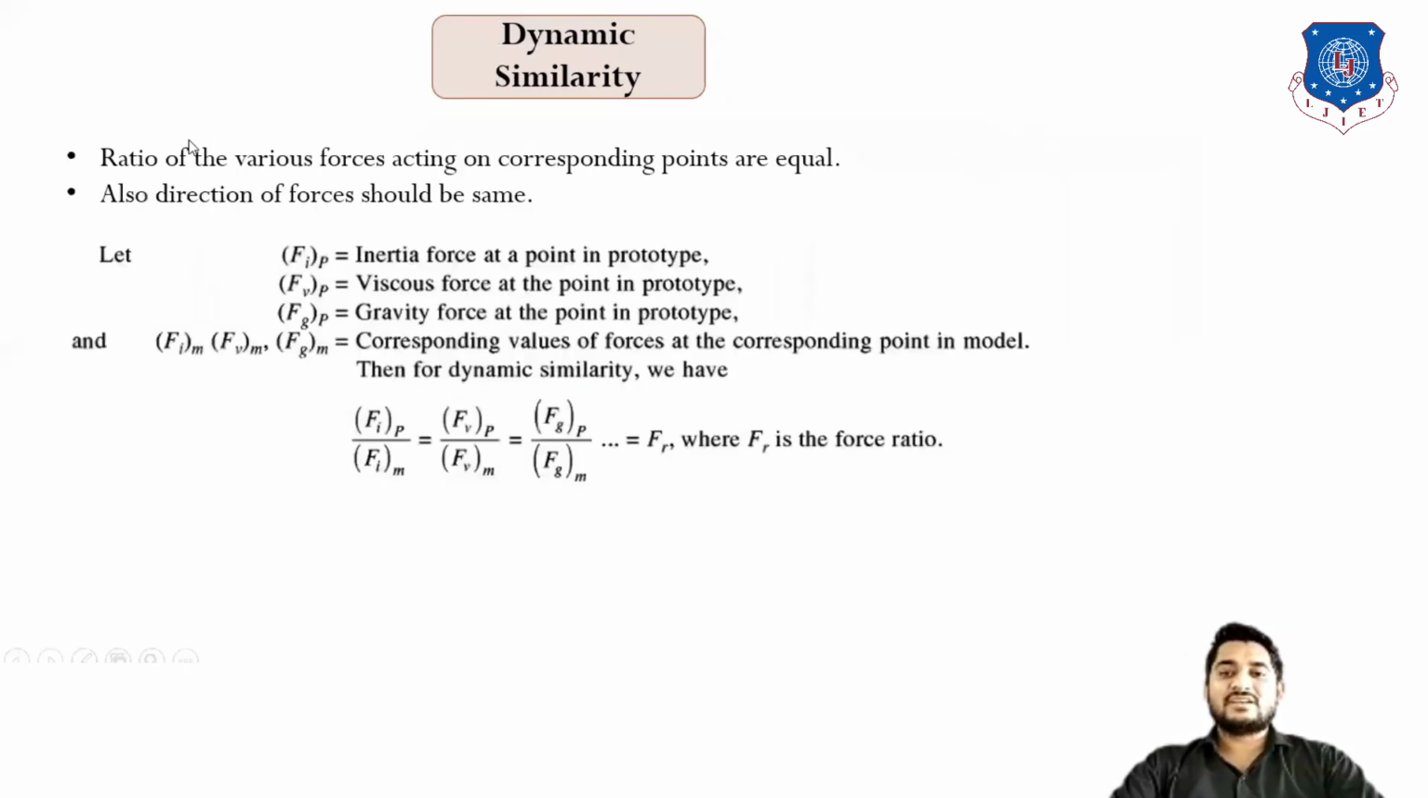Third similarity is dynamic similarity. In dynamic similarity, the ratio of various types of forces acting on the corresponding model and prototype should be the same. That means any type of forces. You can take inertia force ratio, you can take elastic force ratio, you can take viscous force ratio. All ratios remain the same. That is known as dynamic similarity.